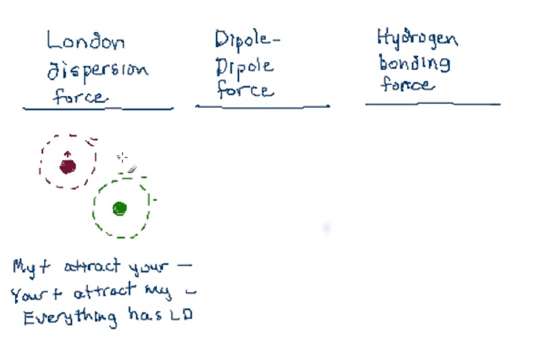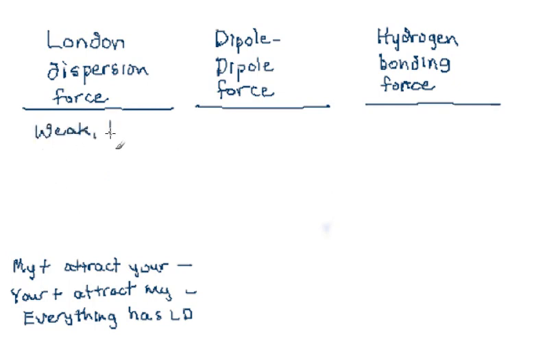It is generally considered the weakest of these three forces, but because it's present in everything, it's always a factor of some kind in how strongly the molecules stick together. And the other thing to know about it is the more protons and electrons you have, the stronger it gets. So weak, but, fun word, ubiquitous. That means it's everywhere. And the more protons and electrons you have, the stronger it gets.